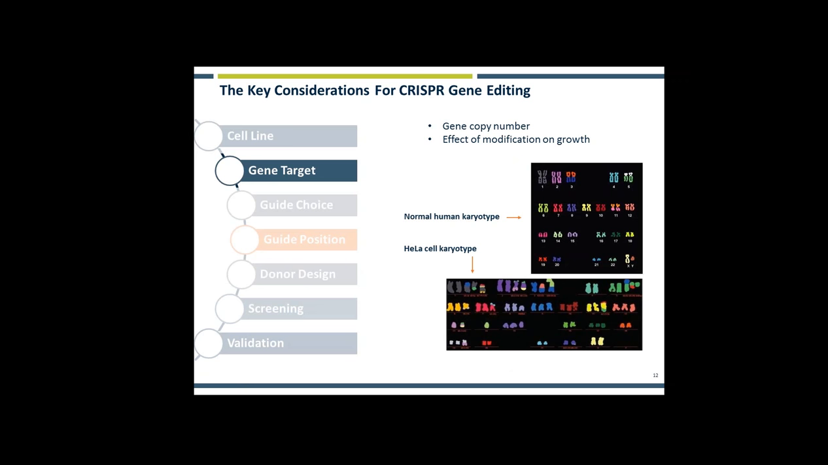So beyond the cell line, then within that cell line is the actual gene itself. When I say the gene, what I mean is, first of all, what is the status of the gene in that cell line? So what's the copy number? If you, for example, want to knock out your gene of interest, then it's going to be a lot harder if it's been massively amplified in some way. So you can see here at the top a normal human karyotype and underneath a HeLa karyotype. And you can see the HeLa, being quite a genetically unstable cell line, has undergone quite a lot of chromosomal rearrangements and amplifications. And so if, for example, you were trying to target a gene in which there were five copies, it would be much harder to knock it out.